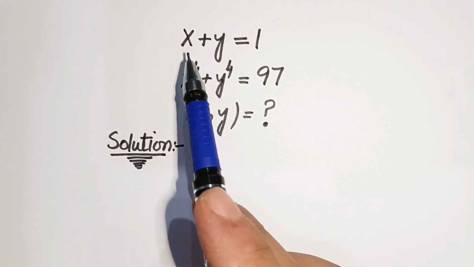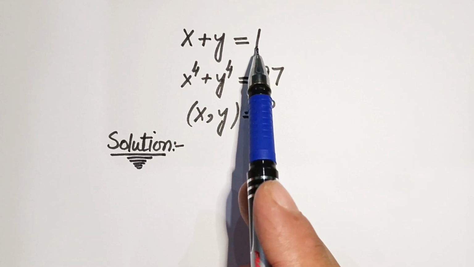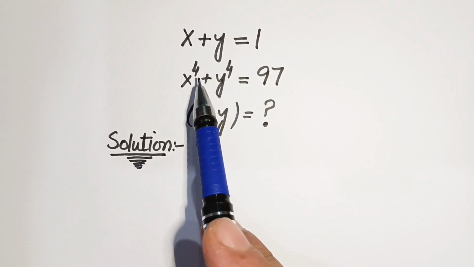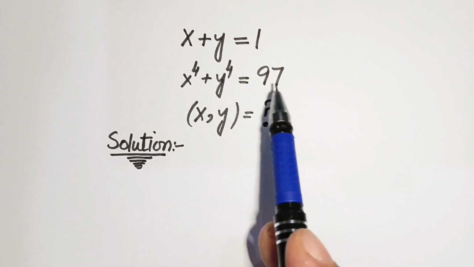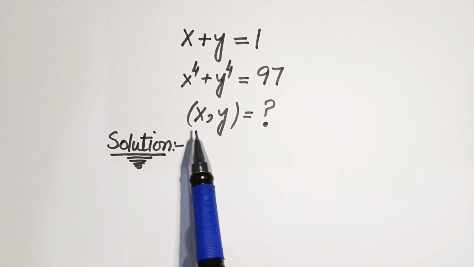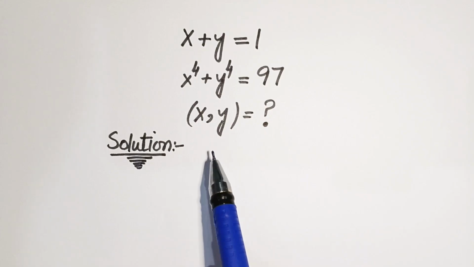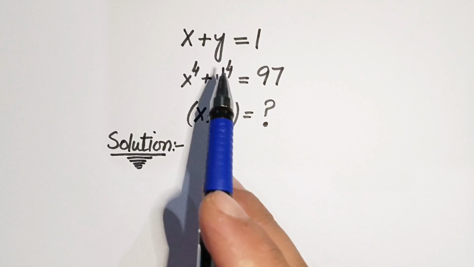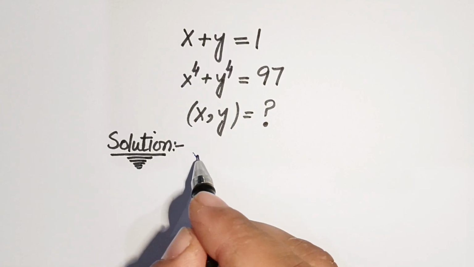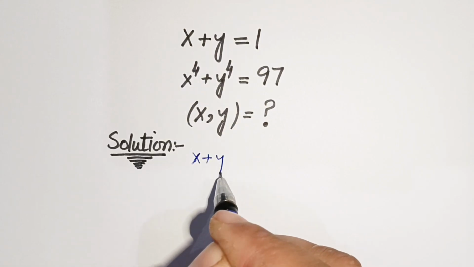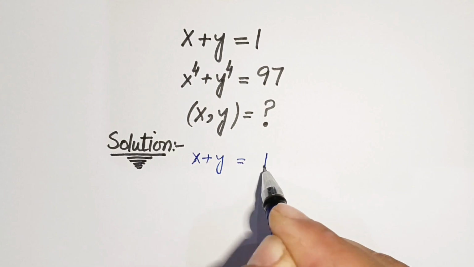Today our question is x plus y is equal to 1. It is our first equation, and x to the power 4 plus y to the power 4 is equal to 97. So we have to find all possible values of x and y. Now starting our solution, our equation is x plus y is equal to 1.